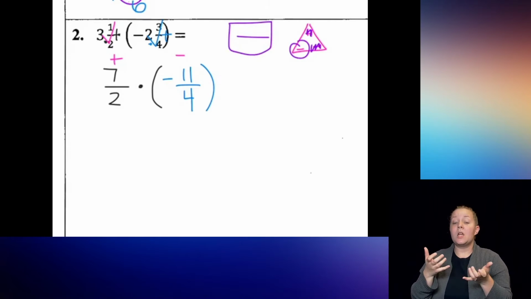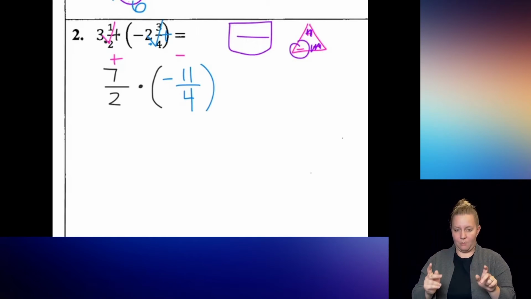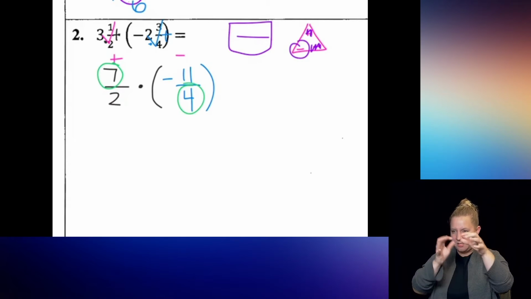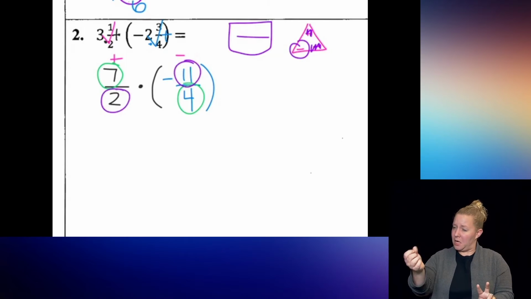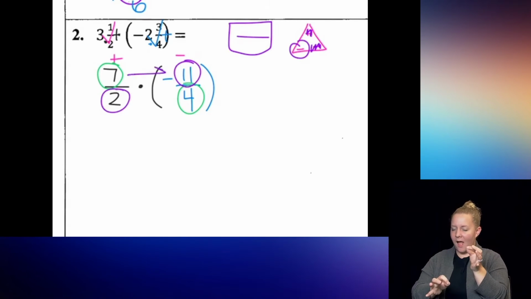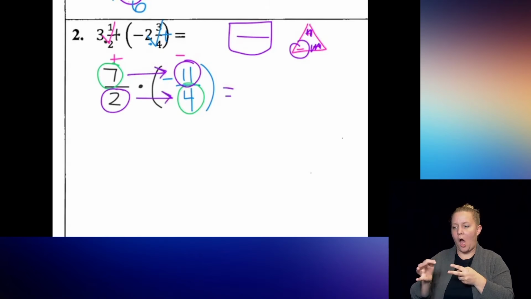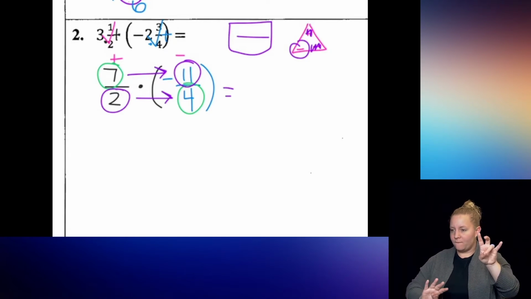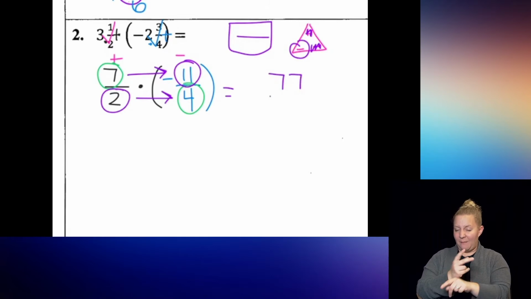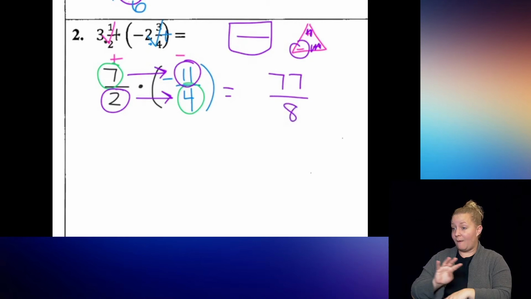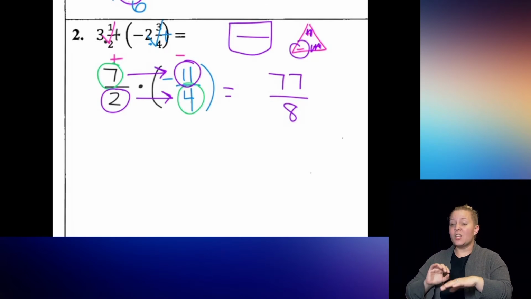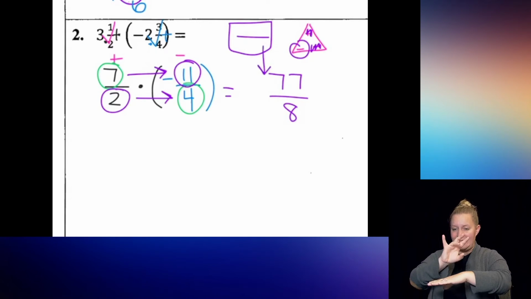For this one, you can either multiply straight across or cross simplify, but I can see that 7 and 4 have no factors that go into both, and same thing with 2 and 11. There are no factors that I can simplify, so I know that my only choice is to multiply straight across. 7 times 11 is 77, and in the denominator, 2 times 4 is 8. So my final answer here is 77 over 8, and I remember to put my negative out front.